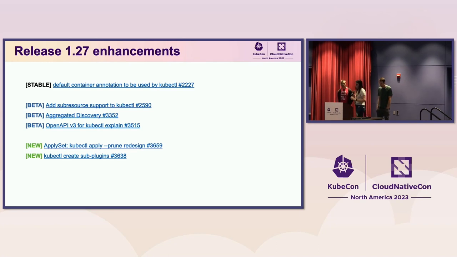Okay, so we had a couple of releases since the last time. Release 1.27 had some enhancements. We added default container annotations that are used by kubectl, as well as subresource support for kubectl. Aggregated discovery helps speed things up. If you pull an API server that has a ton of resources on it, it takes forever. OpenAPI v3 also came for explain, apply prune got redesigned, and we also have the kubectl create subcommand plugins.